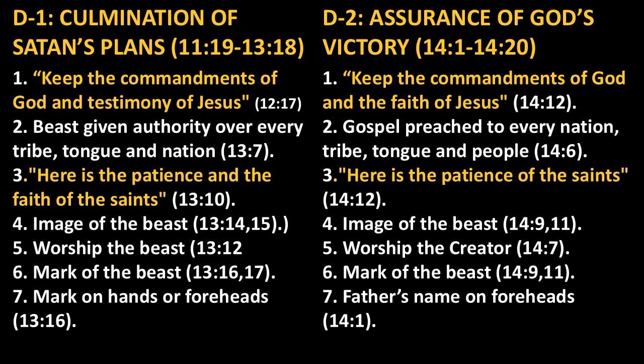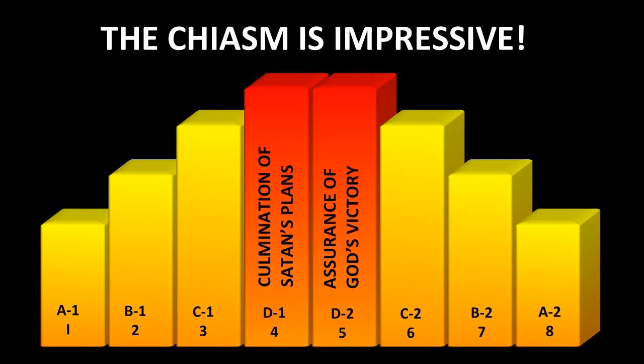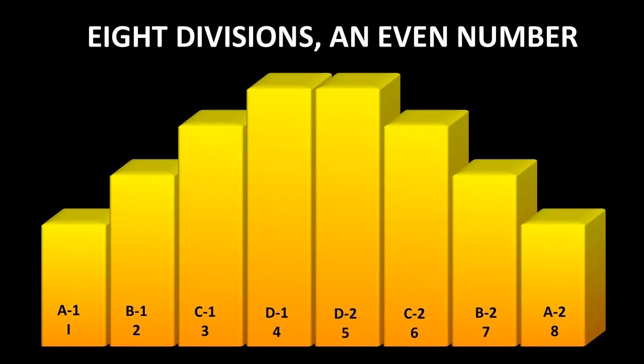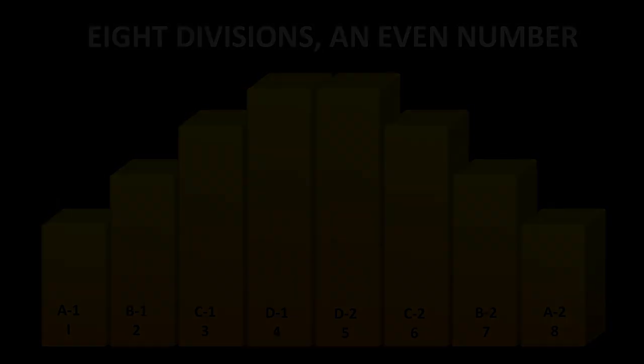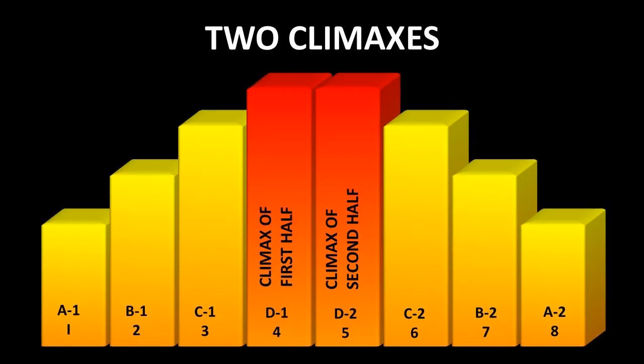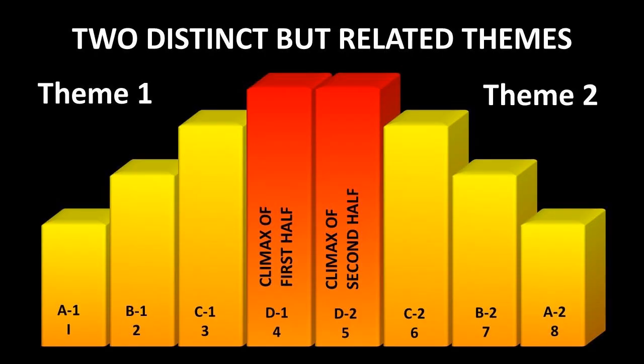The chiastic structure in the book of Revelation is an impressive literary accomplishment, but it also provides crucial information as we seek to interpret the meaning of Revelation. For example, there are 8 divisions, an even number. This means that instead of one climax, as we saw in the chiasm of Noah, there are 2 climaxes, one for the first half and another for the second half. This tells us that Revelation has 2 distinct but related themes.